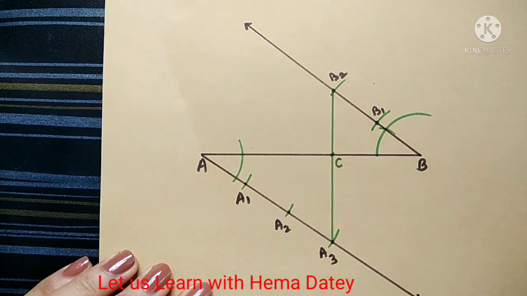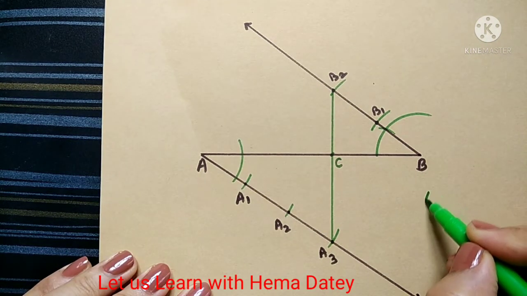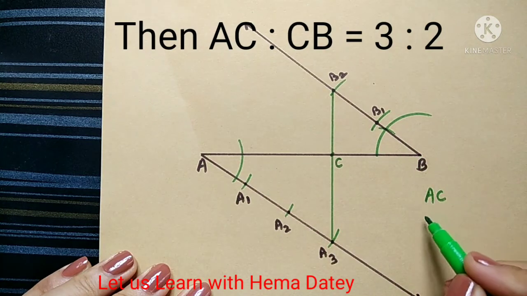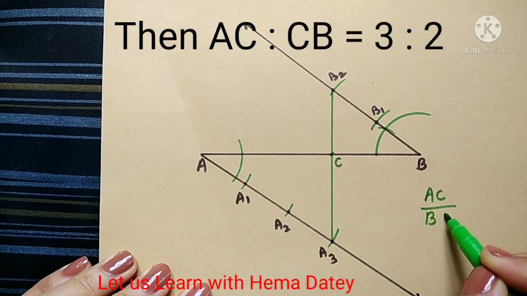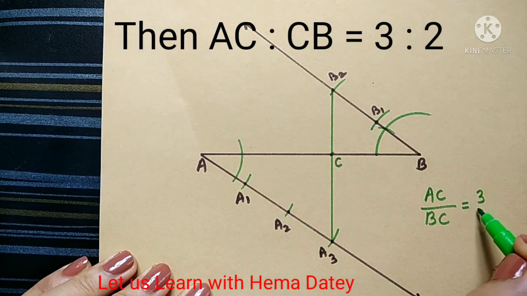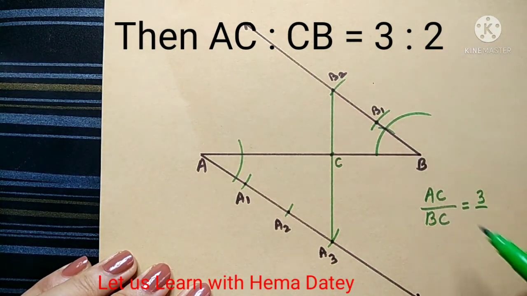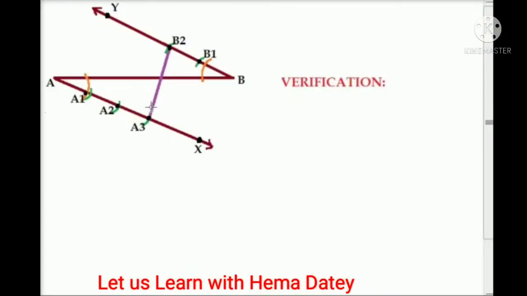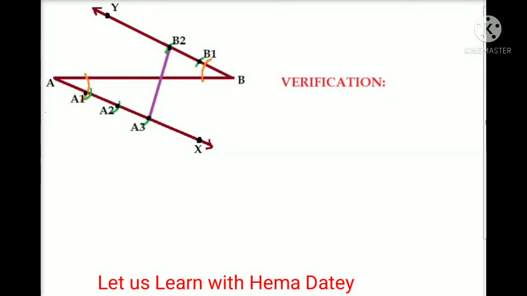Triangle ACA3 and BCB2 are similar triangles. Therefore, AC ratio CB is equal to AA3 ratio BB2, which is 3/2. Let's verify why the ratio AC ratio CB is 3/2. You can see two triangles here and we'll check whether they are similar.